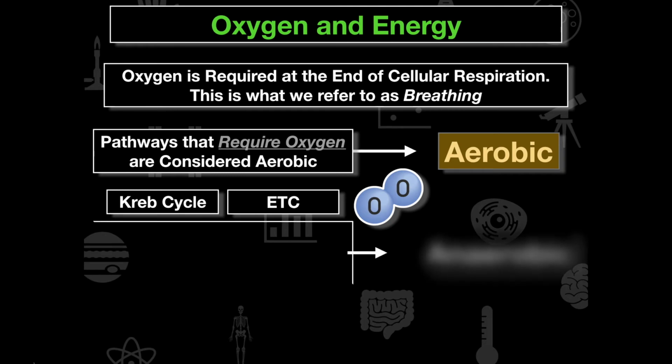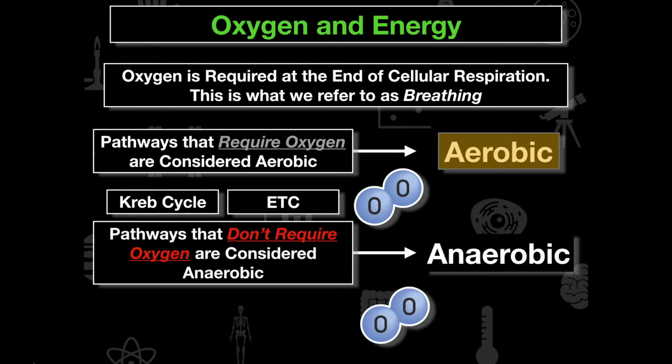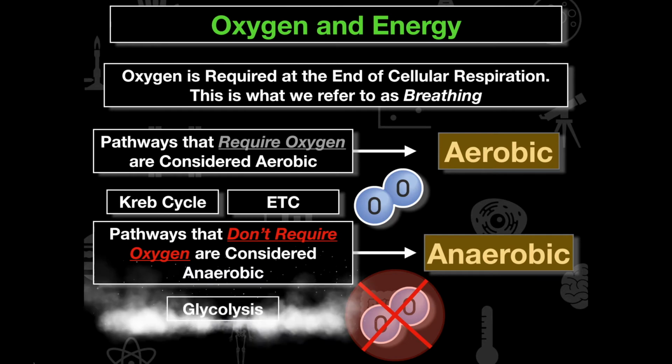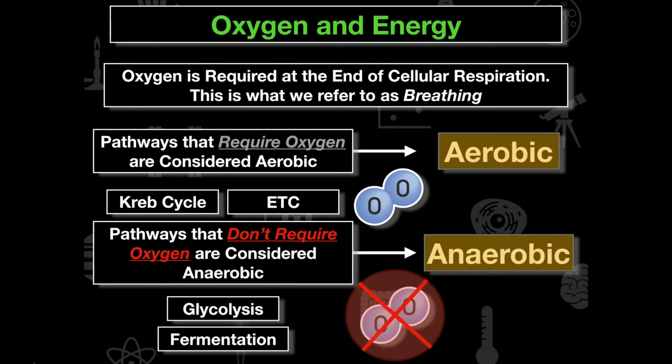Now, pathways that don't require oxygen are considered anaerobic, so no oxygen is necessary. The first part, glycolysis, is not going to require oxygen. And also fermentation, either lactic acid or alcoholic fermentation, does not require oxygen. So when we're referring to aerobic parts, we're referring to the Krebs cycle and electron transport chain. And when we're referring to anaerobic, we have glycolysis and fermentation.